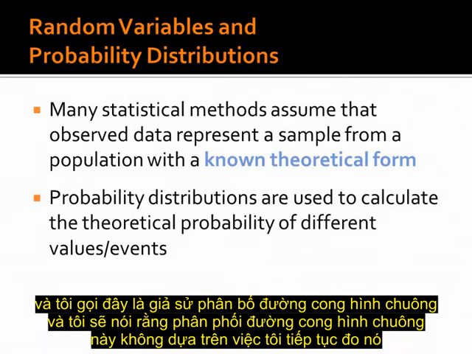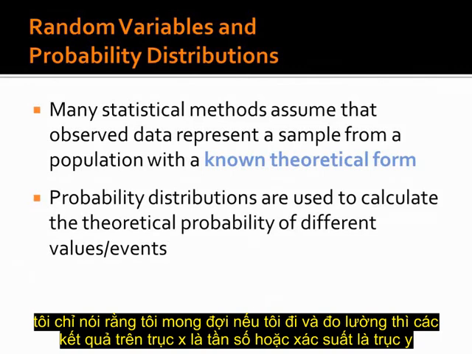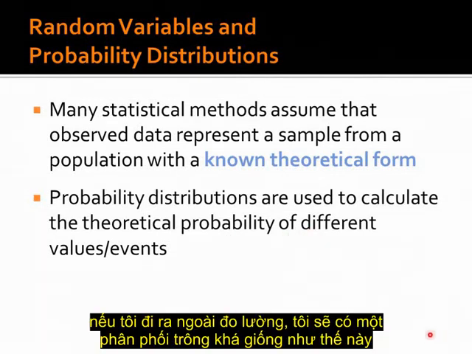And I'll say that this bell curve distribution is not based on me going out and measuring it. I'm just saying that I expect, if I were to go out and measure it, with the outcomes on the x-axis and the frequencies or probabilities on the y-axis, I would end up with a distribution that looks quite similar to this.